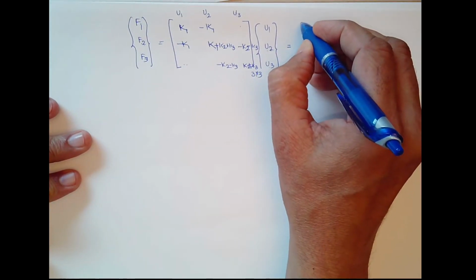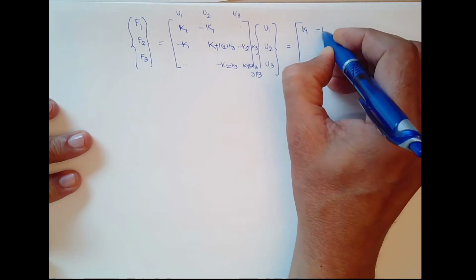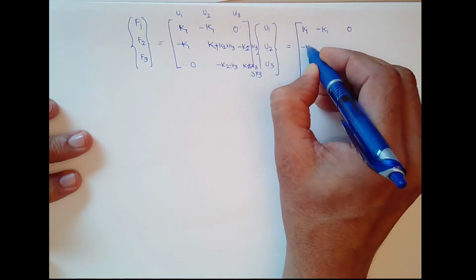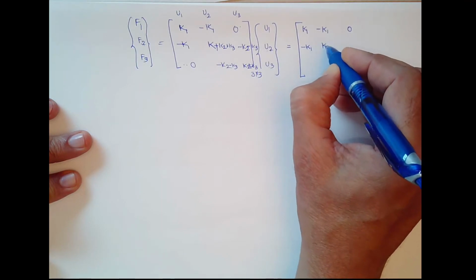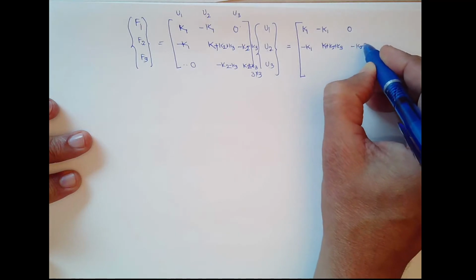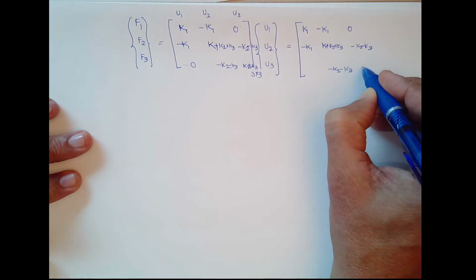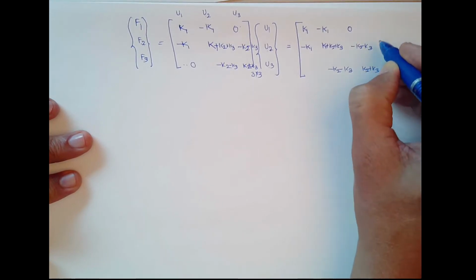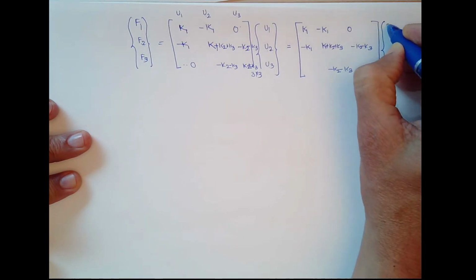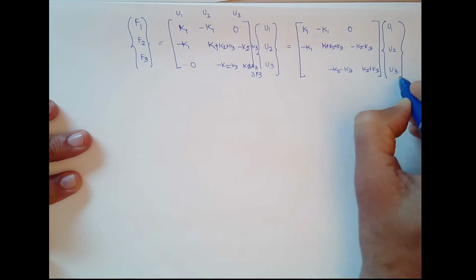So if you simplify a little, I am writing K1 minus K1, this is 0, rest will be 0. This is minus K1, this will be K1 plus K2 plus K3. This will be minus K2 minus K3. This will be minus K2 minus K3. This will be K2 plus K3. And U1, U2, and U3. This is the finite element equation.